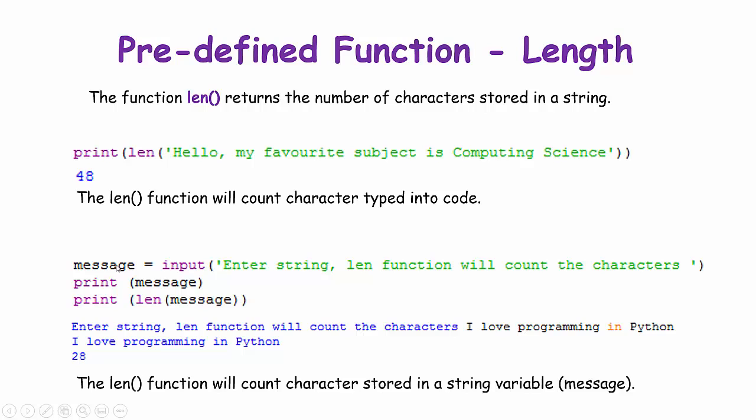Here's an example in which it's asking you to enter the string. So you would type in a message, so you might type in hello, and then it would print hello, and then it would print the length of hello, which would be 5. Okay, so length is shortened to len, and what you put in the brackets is either a variable or an actual string, and it just counts the number of characters that are in it.